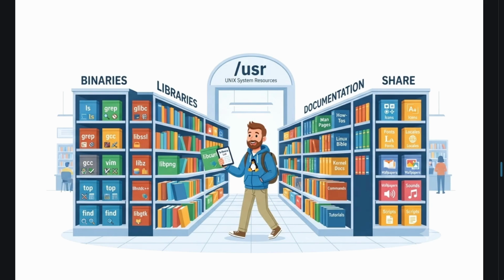The next directory is usr. So despite its name, it does not only contain user files. Think of it as a huge software library. So it stores installed applications, shared libraries, documentation, manual pages, fonts, icons, wallpapers, and many programming tools. So basically, most software that you install eventually ends up somewhere inside this usr directory. So it's one of the largest directories on most Linux systems.